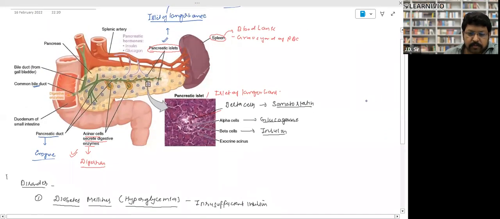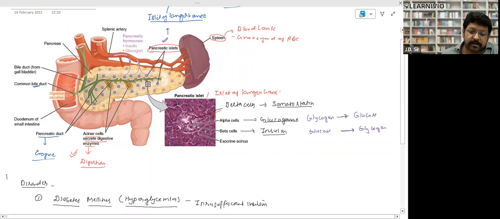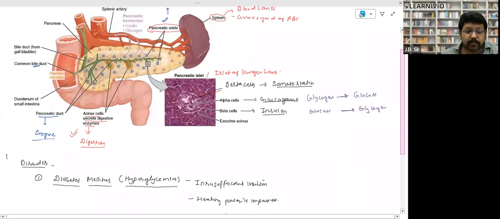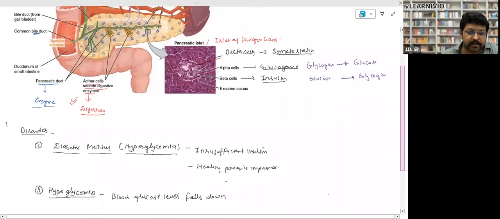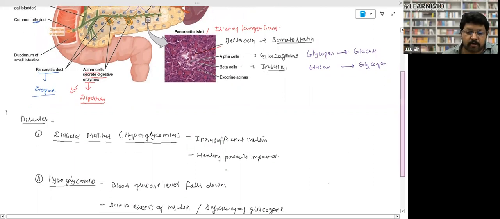Look. Glucagon converts glycogen into glucose. Right. So it increases glucose level. Insulin converts glucose into glycogen. Somatostatin, this hormone is responsible for some other activities, right? It is responsible for energy generation and other activities, right? Basically, glucagon and insulin are the major hormones. So look.